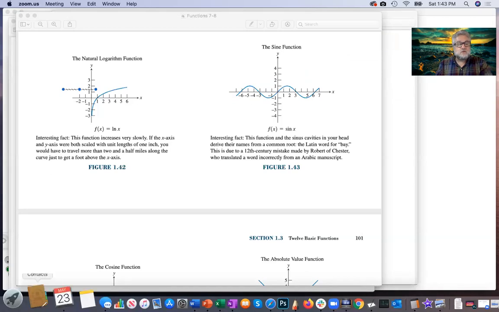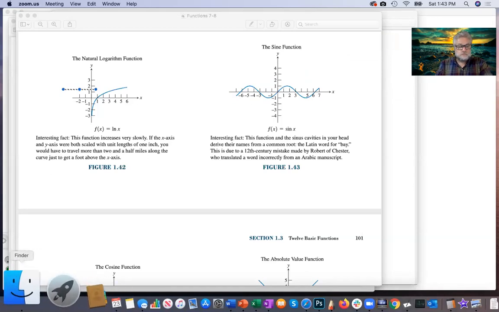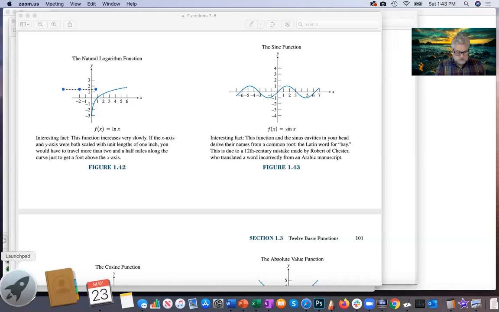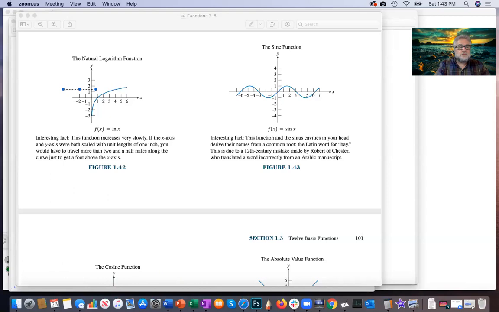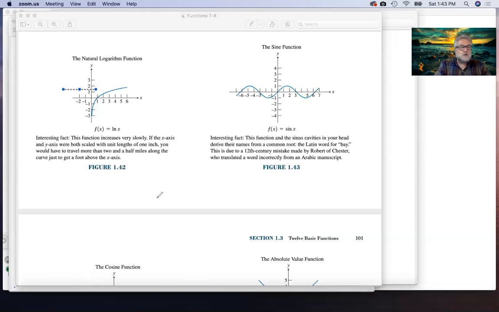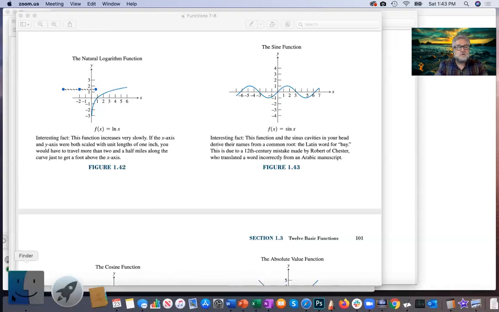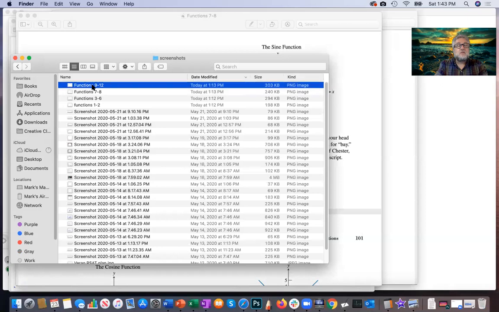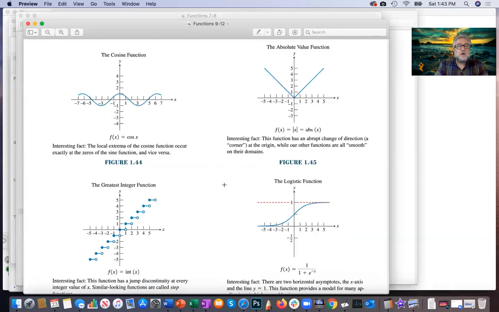Okay, next one. Oops. Come on. Yeah, we do it this way. Uh-oh. There we go. I just learned that trick on the Mac. I hate it when that bottom bar moves to another monitor. It drives me nuts.